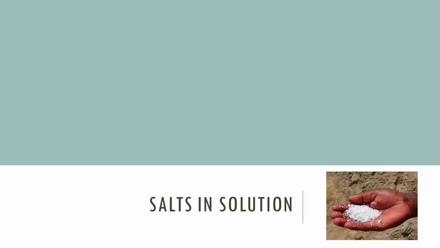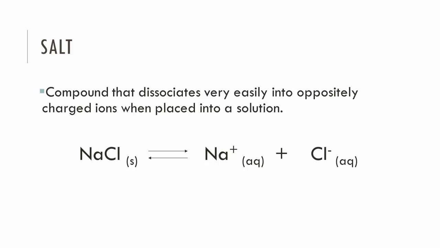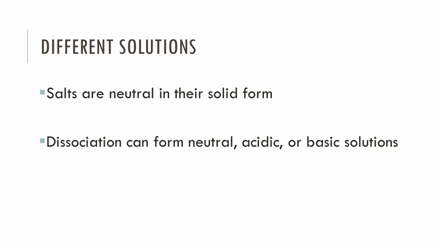Salts in solution. In chemistry, a salt is a compound that dissociates very easily into oppositely charged ions when placed in a solution. For example, NaCl, or table salt, dissociates into Na+ cations and Cl- anions in solution. Although salts are neutral when they are not in solution, their dissociation can form different types of solutions, such as acids and bases. The decomposition reaction, or salt dissociation, can contain spectator ions.